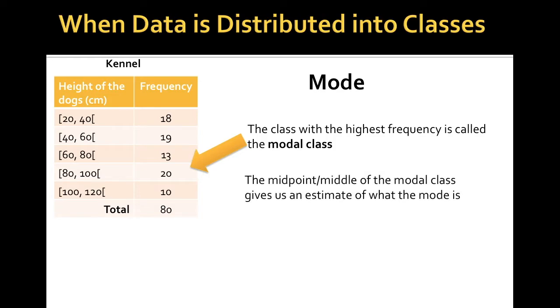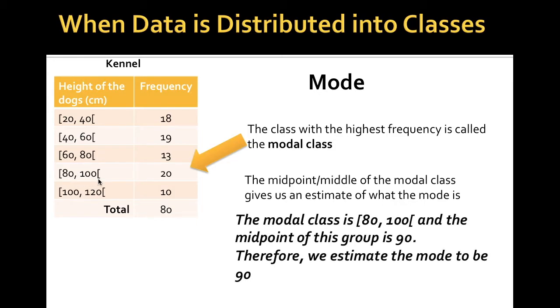The midpoint or middle of the modal class gives us an estimate of what the mode is. So you'll see that this class here is 80 to 100. The middle between 80 and 100 is about 90. So we can estimate that the mode is 90, or the height 90 centimeters.